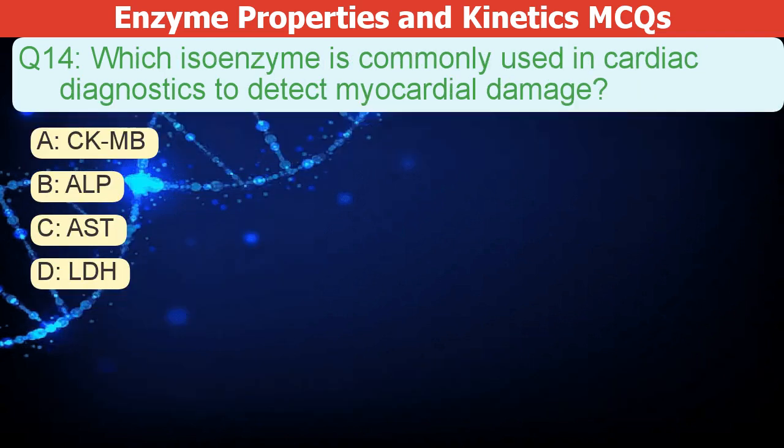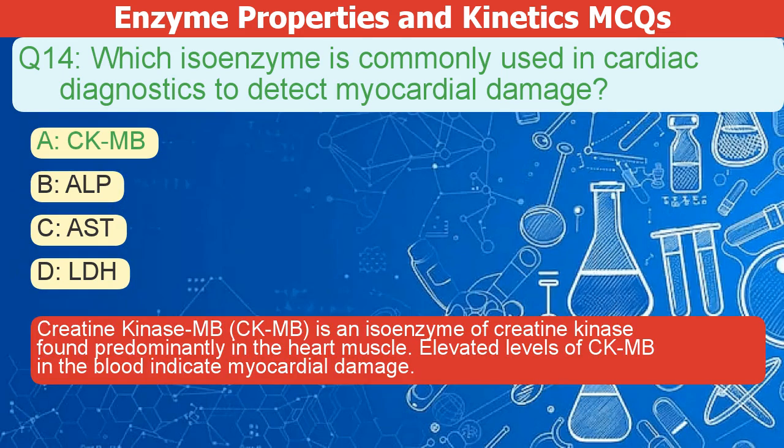Which isoenzyme is commonly used in cardiac diagnostics to detect myocardial damage? A. CKMB. B. ALP. C. AST. D. LDH. The correct answer is A. Creatine kinase MB, or CKMB, is an isoenzyme of creatine kinase mostly found in the heart muscle. Elevated CKMB levels in the blood indicate myocardial damage.